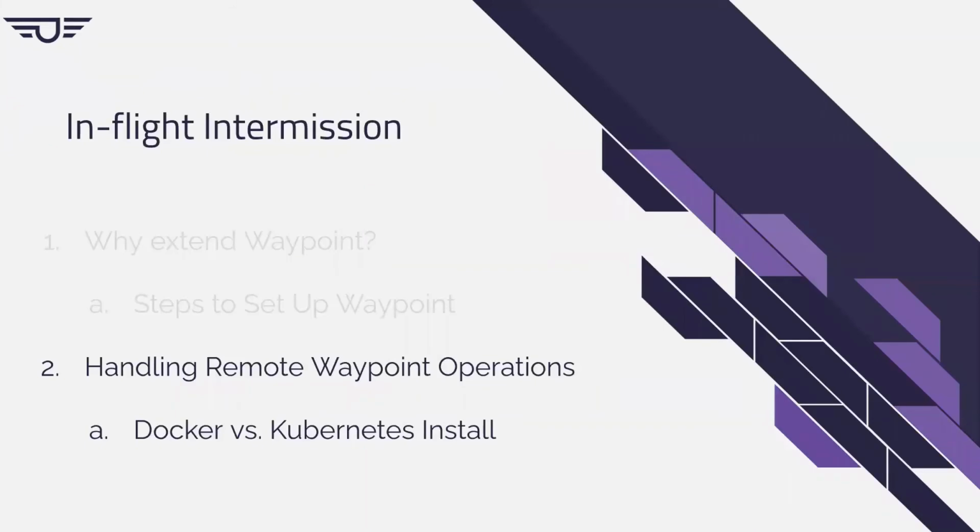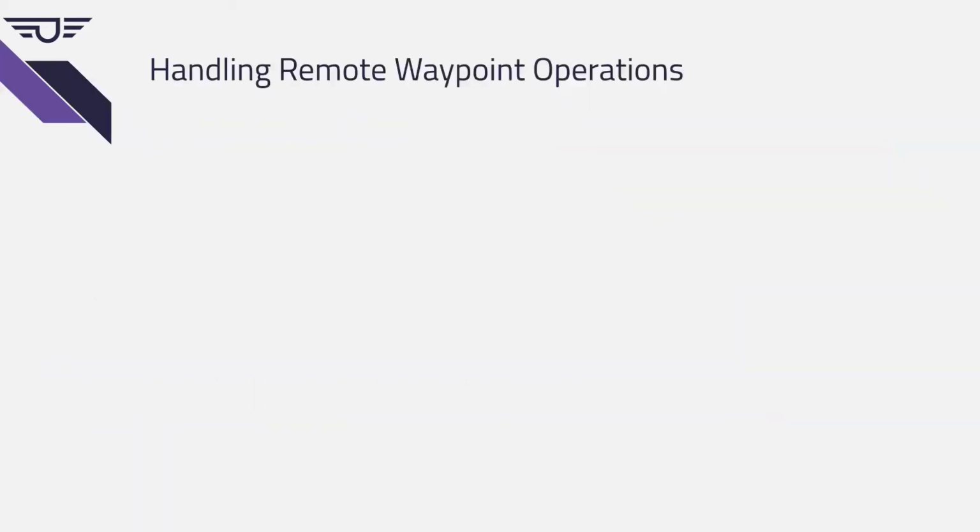We talked about our reasoning behind extending Waypoint and what the steps might look like to set up a remote Waypoint server. Next, we'll go into handling remote Waypoint operations and whether we chose Docker or Kubernetes for our server installation platform. And that brings us to one of our early design decisions. We decided to use a remote Waypoint server to serve as the backbone of our project. So why did we choose to create a remote Pilot server?